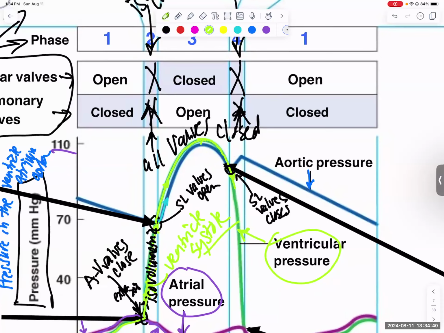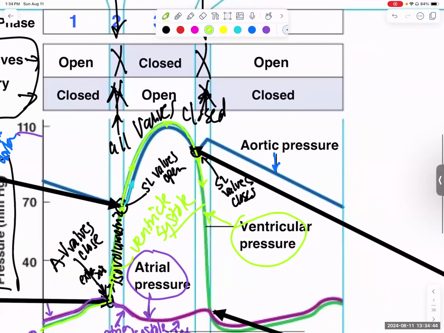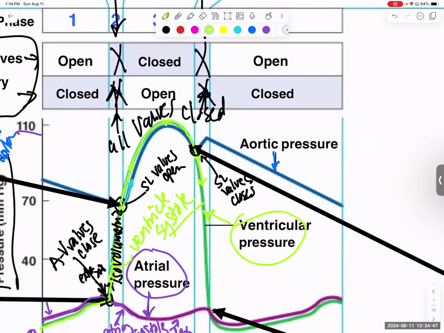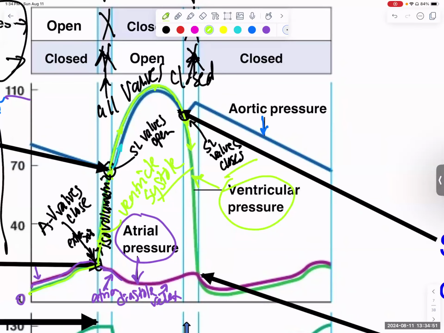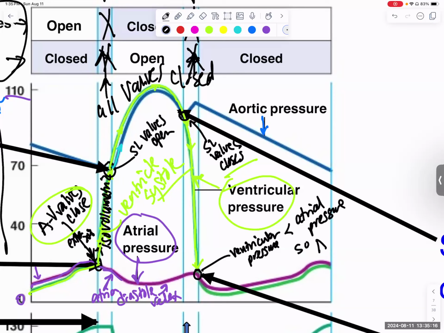because ventricular pressure is decreasing, less blood, and the ventricular wall is no longer contracting. But the semilunar valves are closed, AV valves are still closed. Pressure is declining because the ventricular wall is not contracting, it's in diastole. And at this point here is where ventricular pressure gets to be less than atrial pressure. So AV valves open. And as you can see, ventricular pressure drops below atrial pressure. Why?